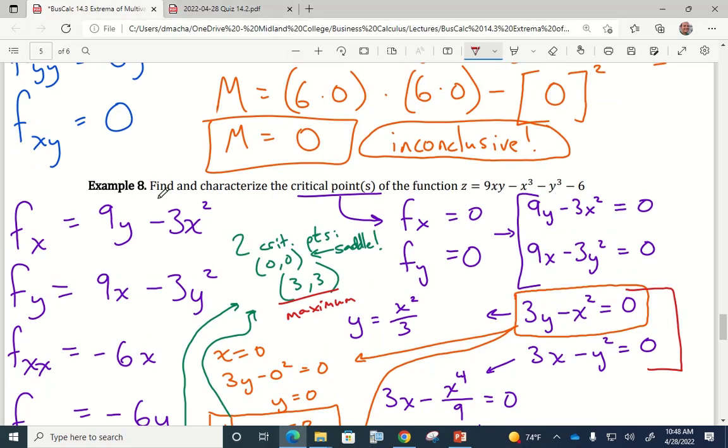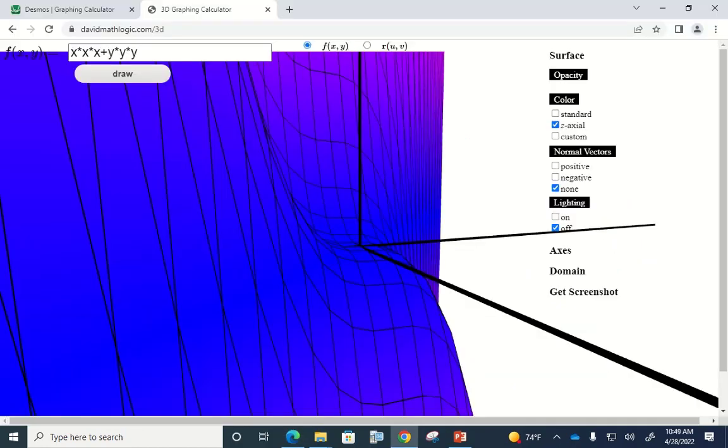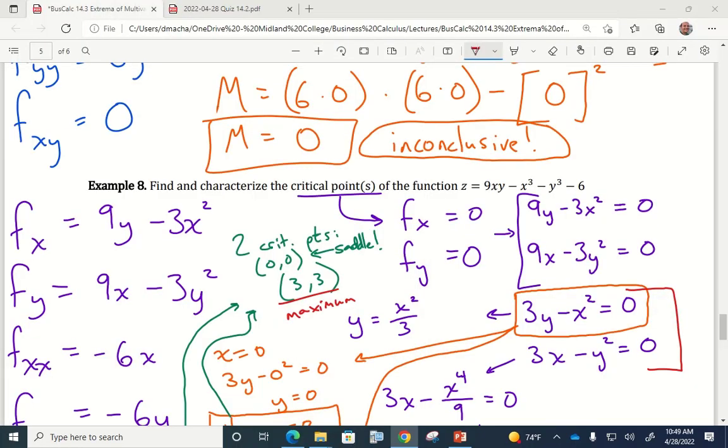So I'm going to try to plug this into the graphing calculator and see if we can look at it in our last minute before class is over. So I've got 9xy minus x cubed minus y cubed minus 6.